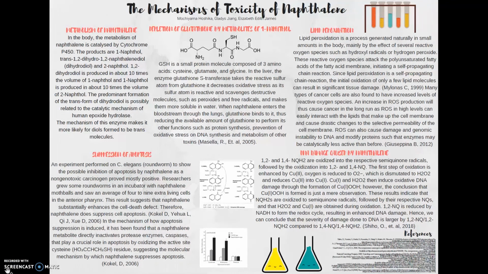In the mechanism of how apoptosis suppression is induced, it has been found that a naphthalene metabolite directly inactivates protease enzymes, caspases, that play a crucial role in apoptosis, by oxidizing the active site cysteine, suggesting the molecular mechanism by which naphthalene suppresses apoptosis.